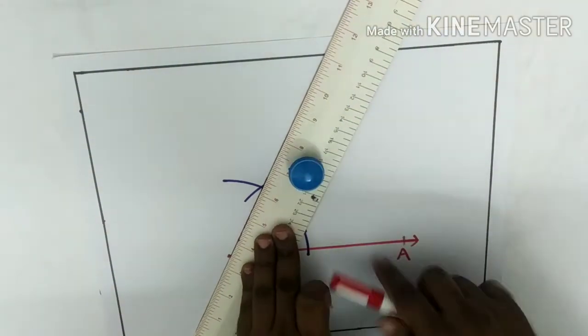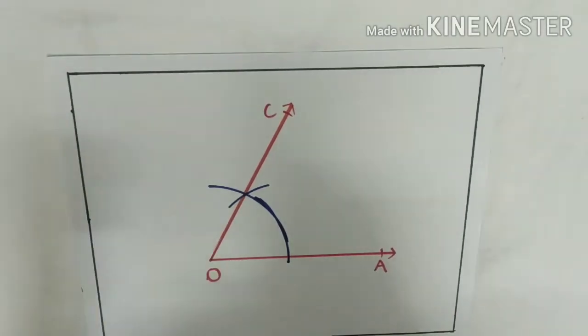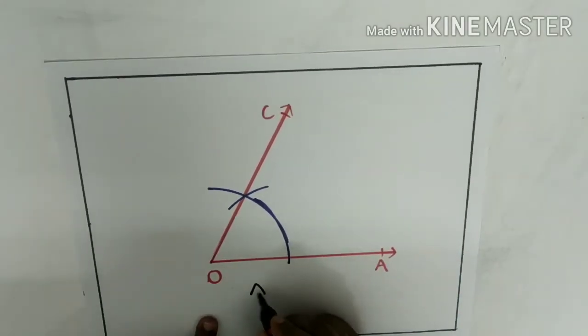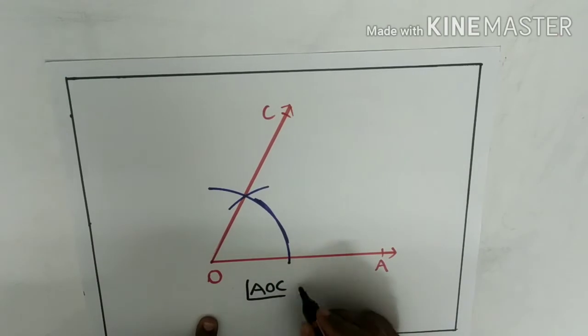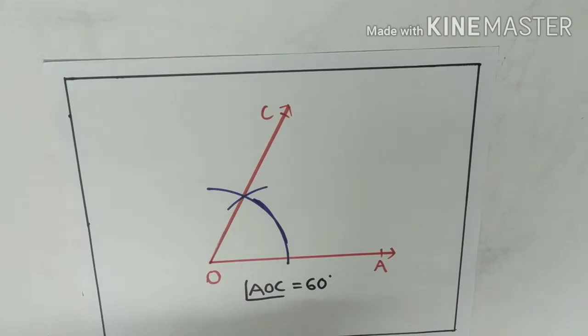Now from the vertex, join to the intersection point. Now 60 degrees is completed. That is, angle AOC is equal to 60 degrees. Now this 60 degrees angle I am going to bisect.